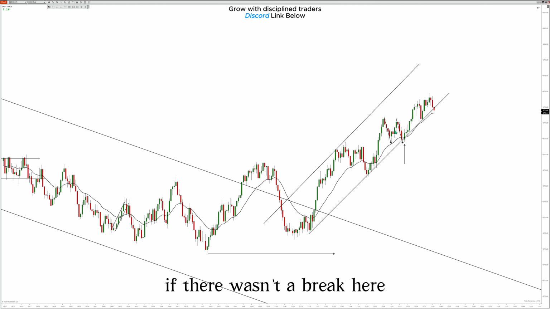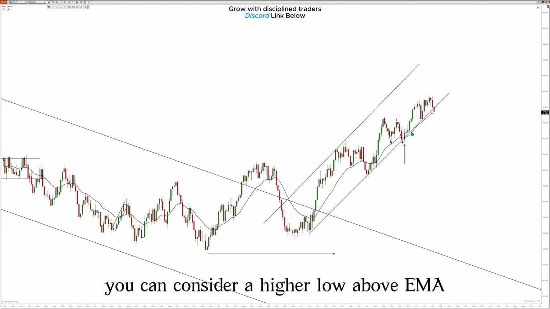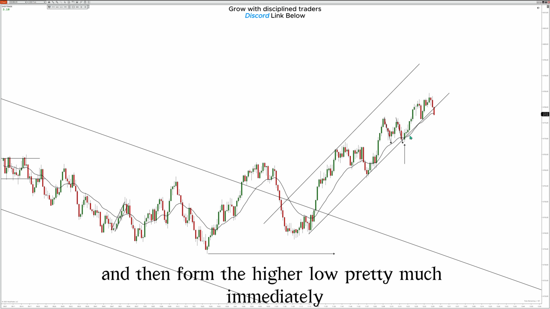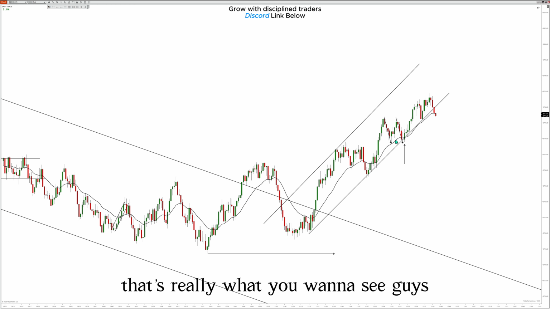If there wasn't a second entry long and you don't have a good opportunity to enter, you can consider a higher low above EMA. It can't go too far up. You want it to form pretty quickly. You want to see it break above and then form the higher low pretty much immediately for you to consider. But that's really what you want to see, guys.